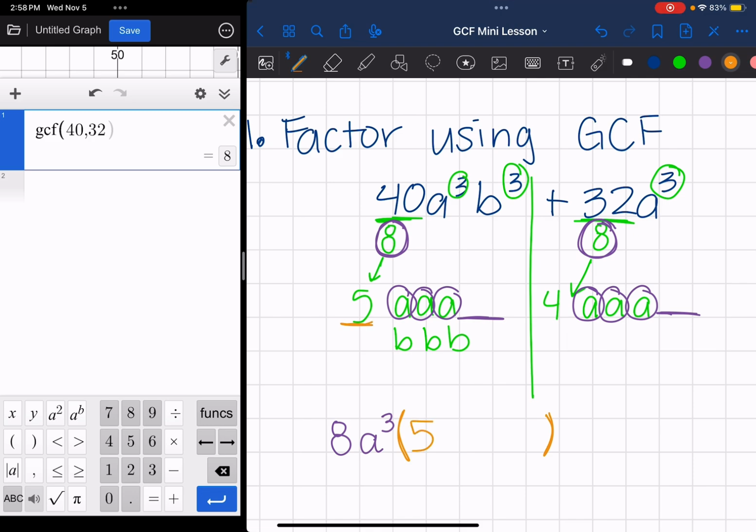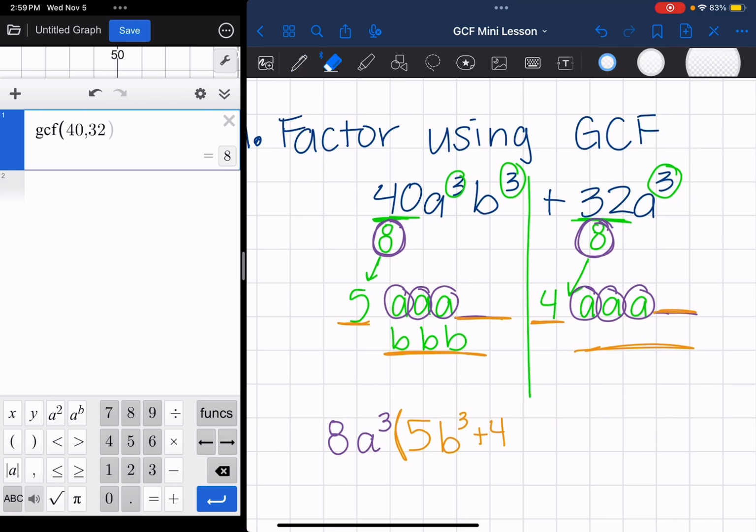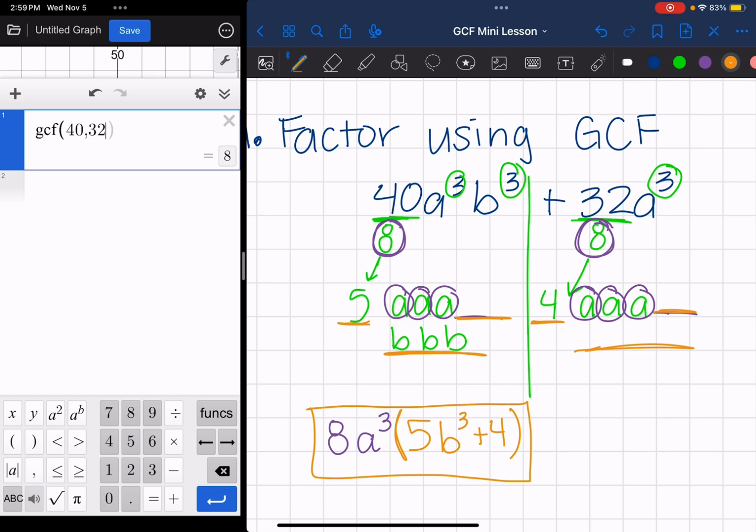And then on this example, there are no a's left over, so we're good on that. But there are 3 b's left over. And to note that, we're going to do it as b cubed. On the next side, we have a 4 left over, and it was a positive 4, so I'm going to do plus 4. And then there are no a's, and there's no other variables left over, so that's actually it. And then I'm going to just move my parentheses slightly closer. This is our factored answer using GCF.